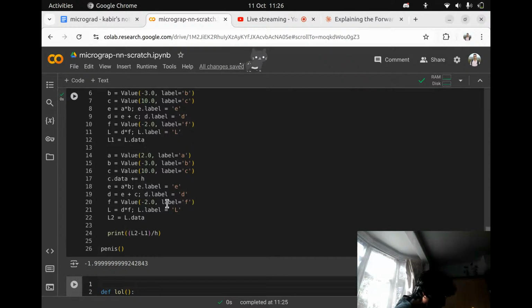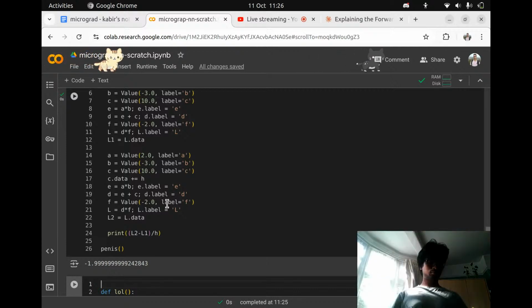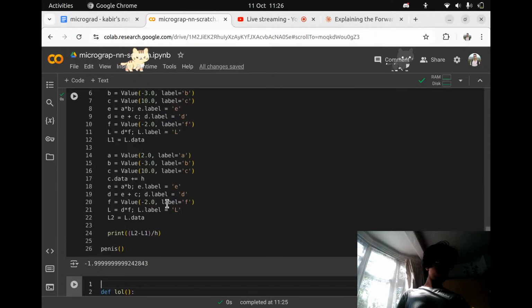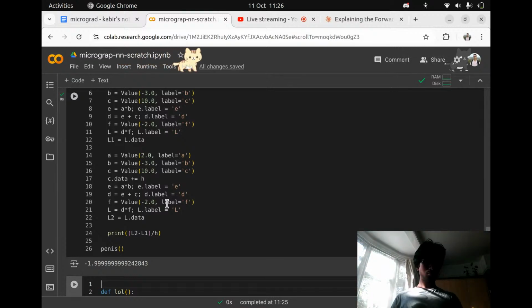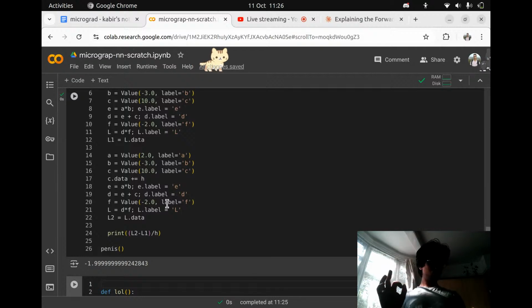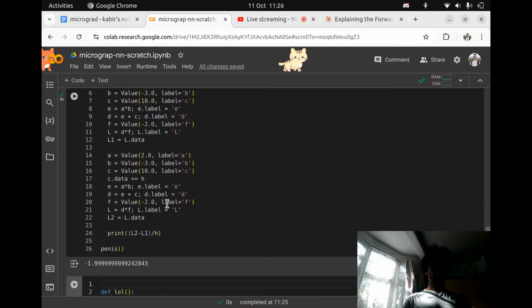Because a is the one that we bumped a little bit by h. So what is the derivative of L with respect to a? It's 6. Okay, and obviously, if we change L by h, then that would be here effectively. This looks really awkward, but changing L by h, you see the derivative here is 1.